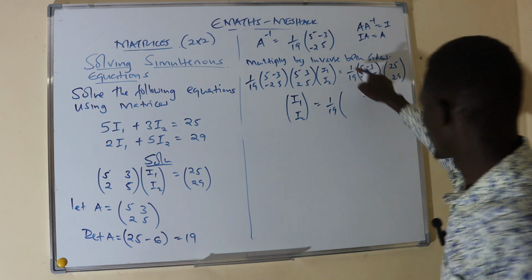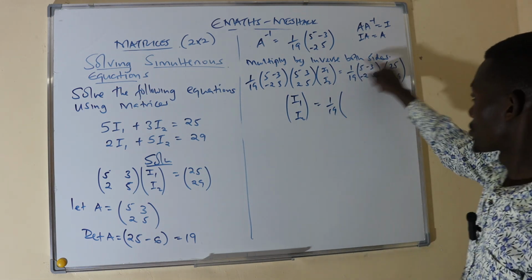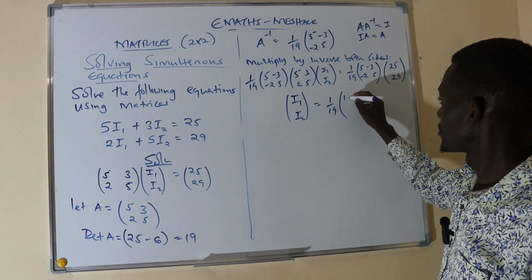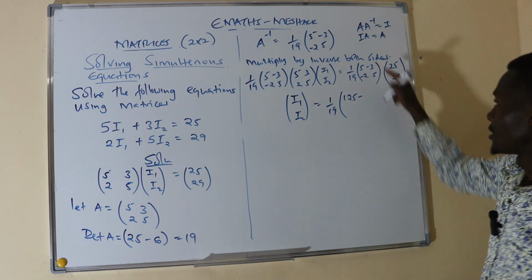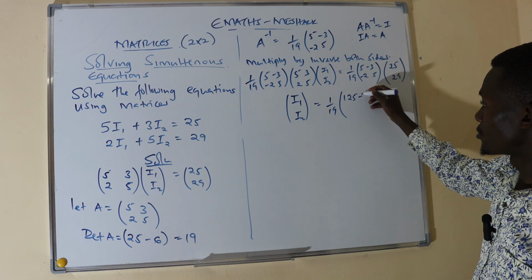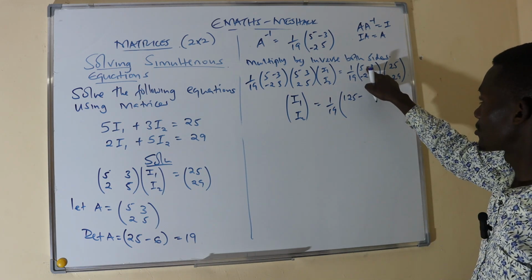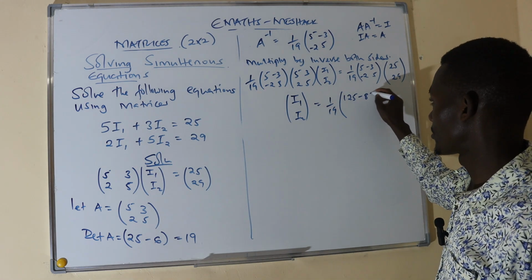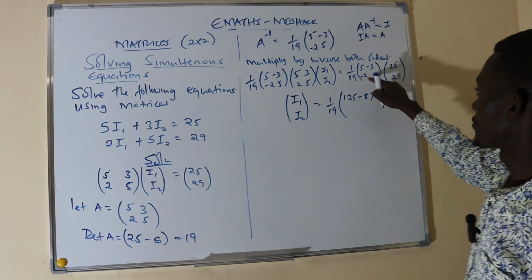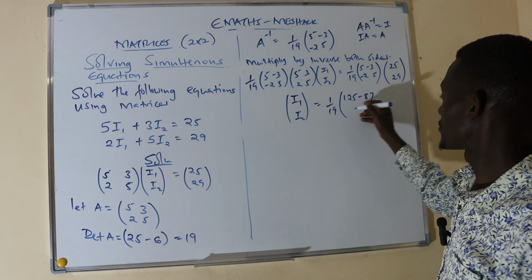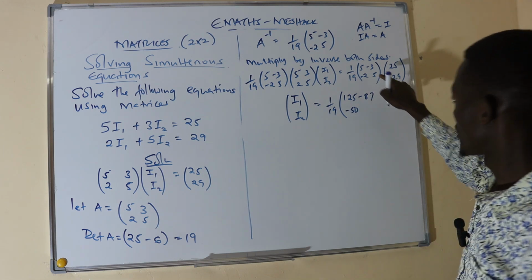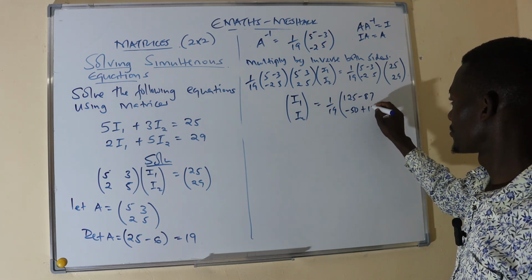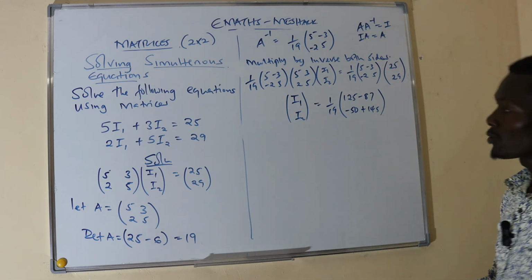Now we multiply these two matrices, row by column. So 5 times 25 gives me 125. Then negative 3 times 29 gives me negative 87. Then negative 2 times 25 gives me negative 50, and 5 times 29 gives me 145. So we shall have that.